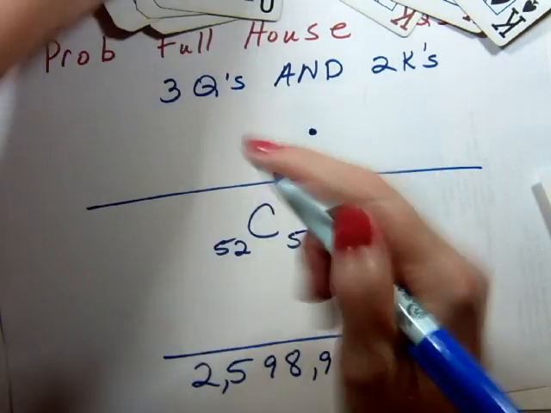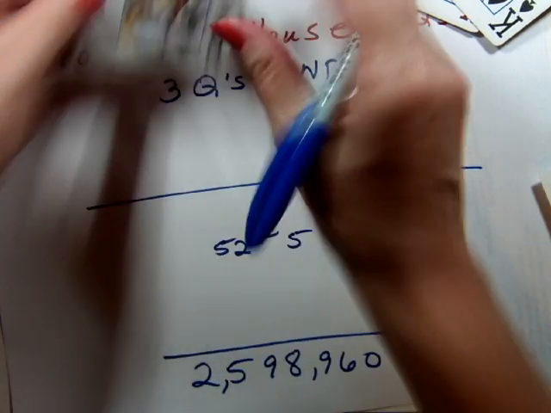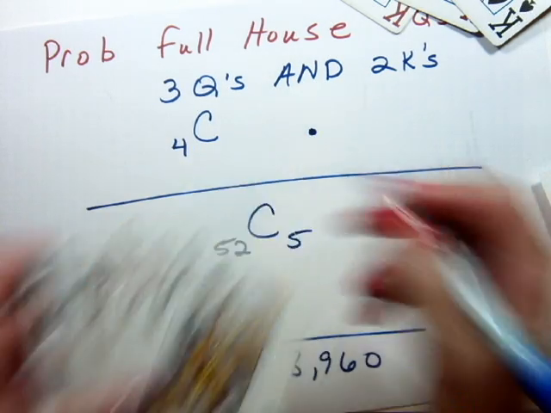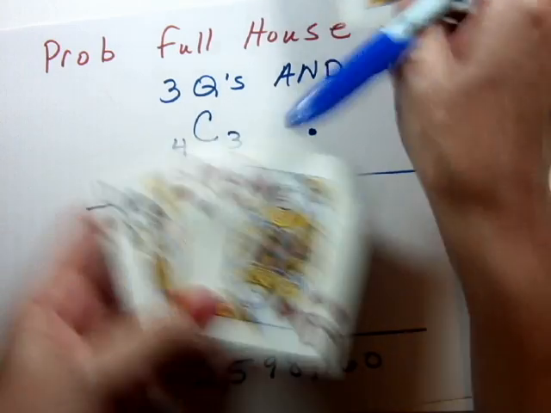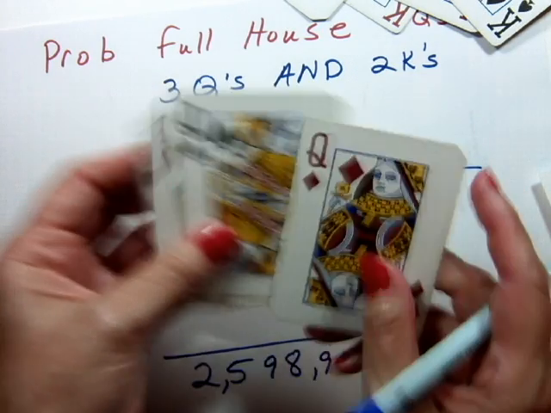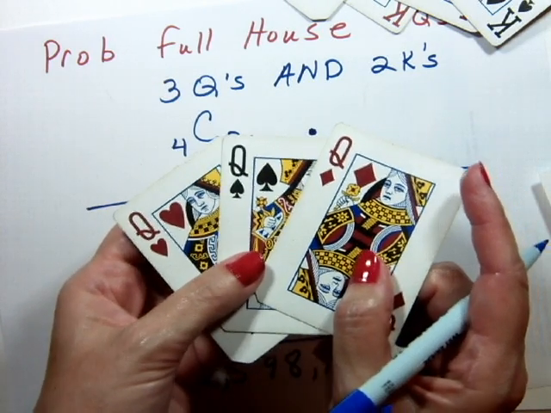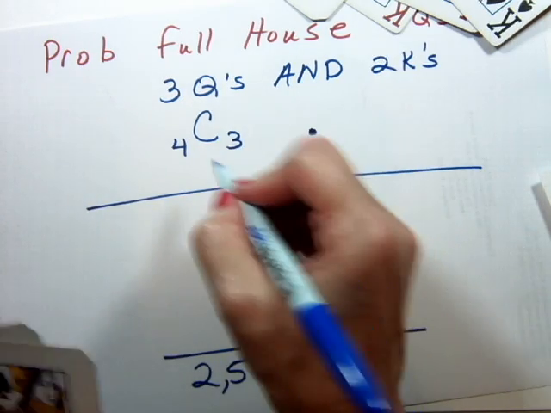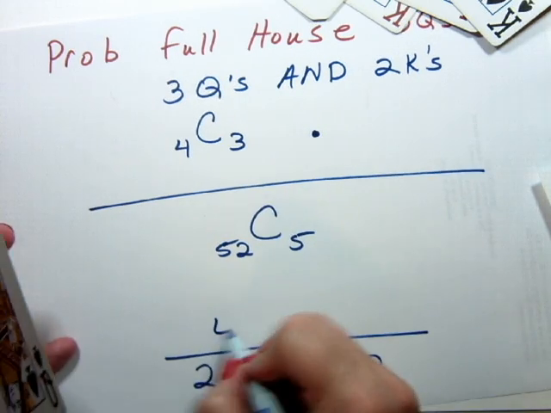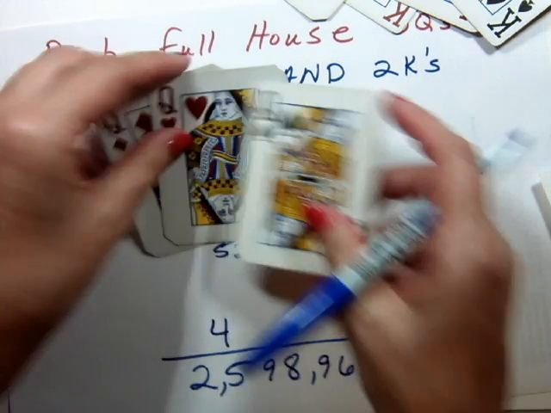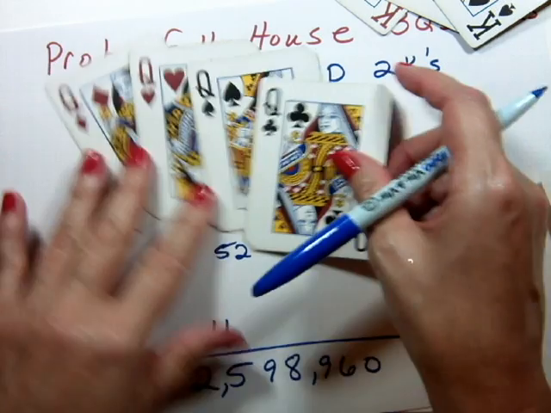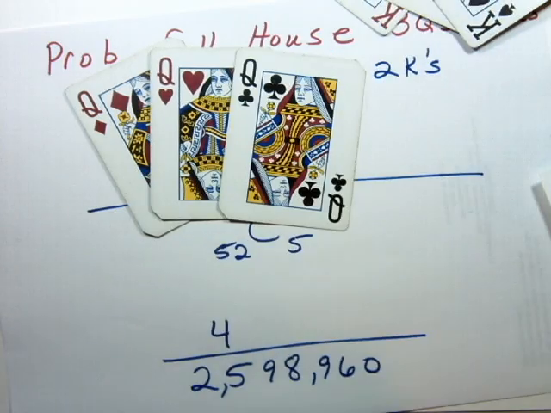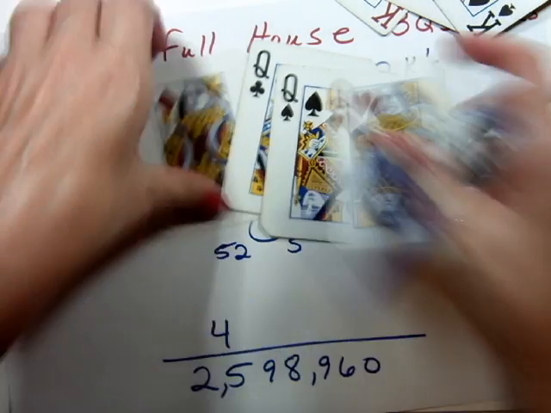Well, I'd say how many ways out of these 4 queens can you pick 3? I don't care about order, because if you pick these, that's the same as picking these. That's why I'm doing a combination. I don't care about the order you get them in. I just want to know how many ways you can get 3 queens. When you do that combination, you're going to get 4. And it makes perfect sense, because look at this. How many ways can you pick 3 queens? You can pick all but the queen of clubs, all but the queen of spades, all but the queen of hearts, all but the queen of diamonds.